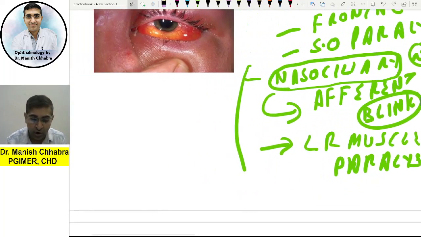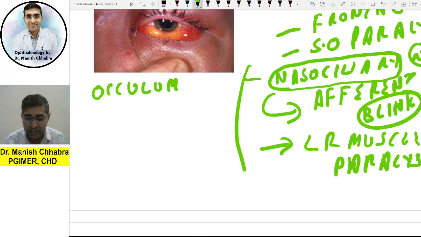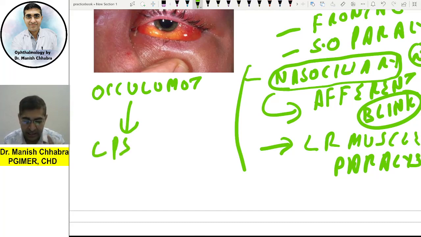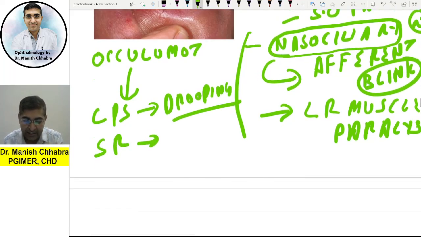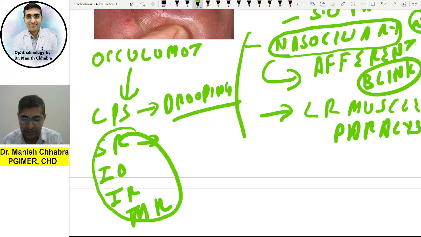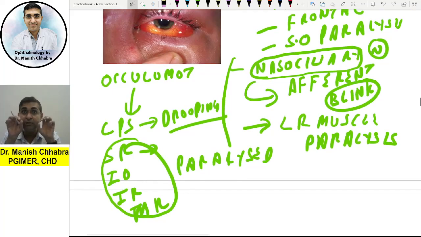Now coming over to the oculomotor nerve. Yes, oculomotor nerve, superior division, inferior division. The superior division supplies levator palpebrae superioris, which will lead to drooping of the eyelid. Yes, and superior rectus, which is again an extraocular muscle, will go into paralysis. Inferior oblique, inferior rectus, and medial rectus. So all these extraocular muscles will get paralyzed. As a result, the eyeball will be fixed. There will be no movement of the eyeball.